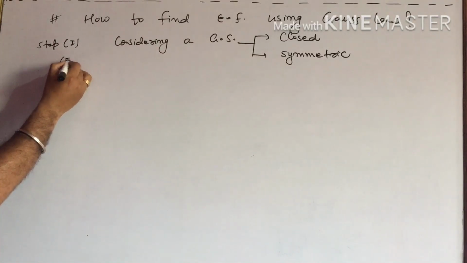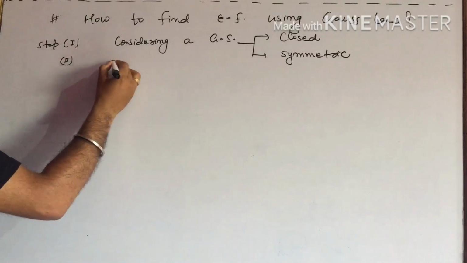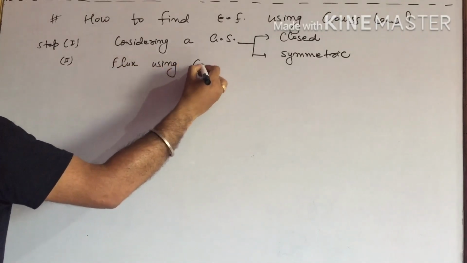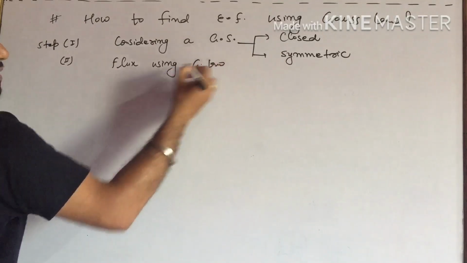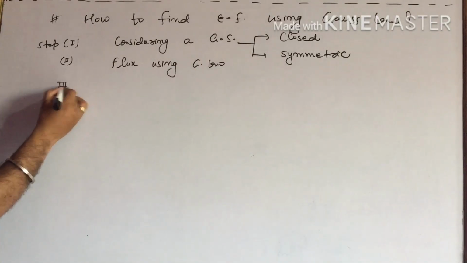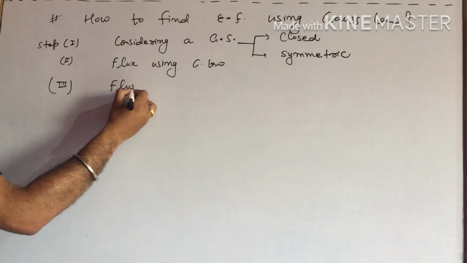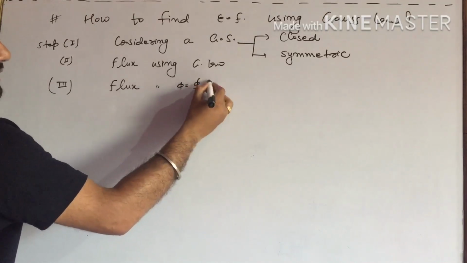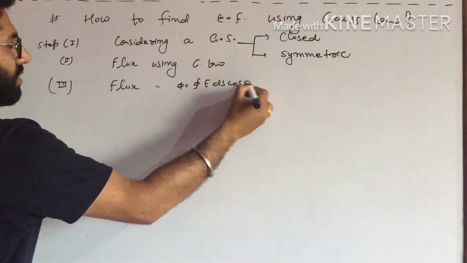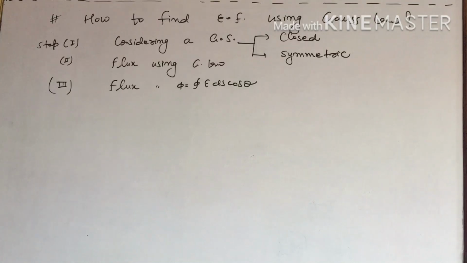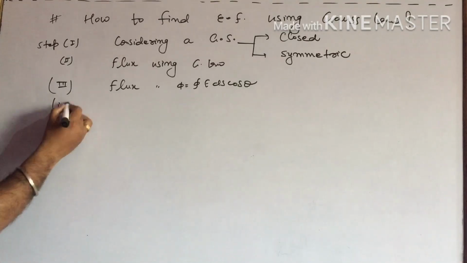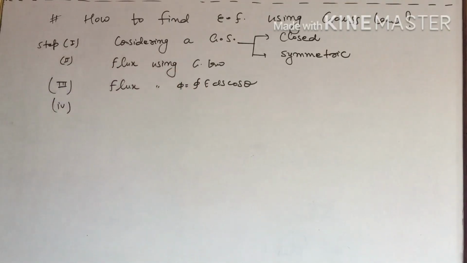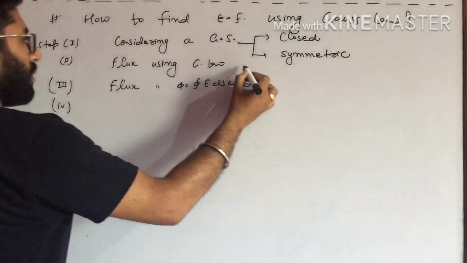The next step will be finding out the flux using this Gauss law. The next step is again to find out the flux, but using the basic definition, which states that flux is equal to E dS cos theta. And the last step will be, see, we are finding the flux once by Gauss law and then by the basic definition. We will be comparing both of these equations.